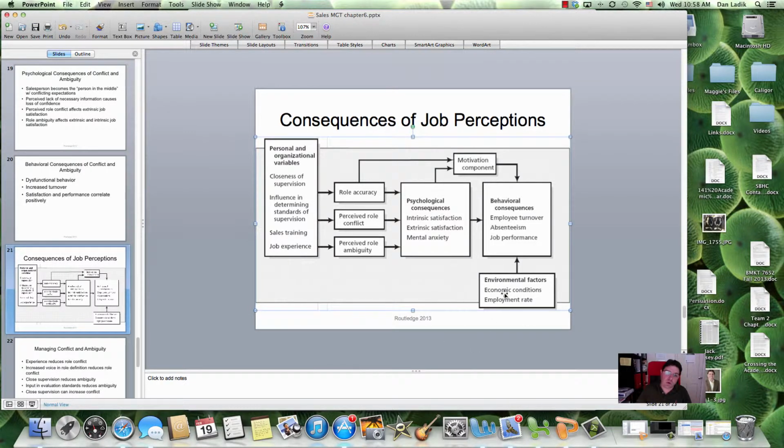And then we have some broad environmental factors: the economic conditions and how well the company is doing, how well the industry is doing, and also the employment rate. Because sometimes negative things could happen, but we don't see the turnover because the economic conditions aren't allowing easy leaving of a salesperson to another firm.